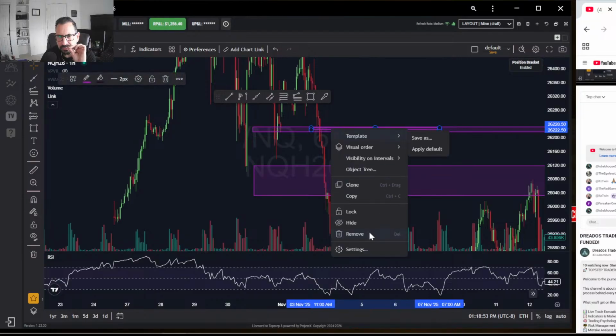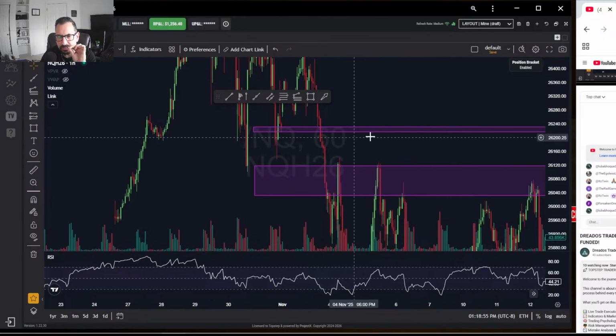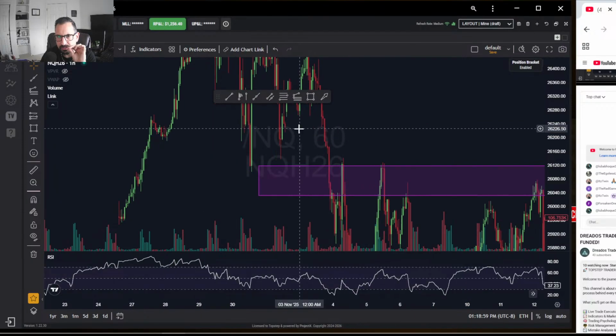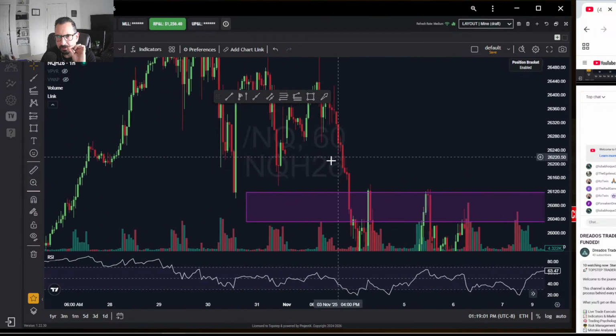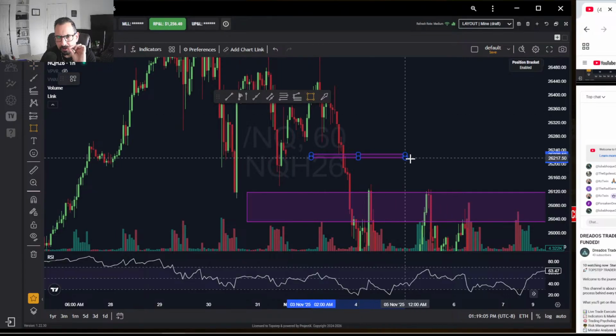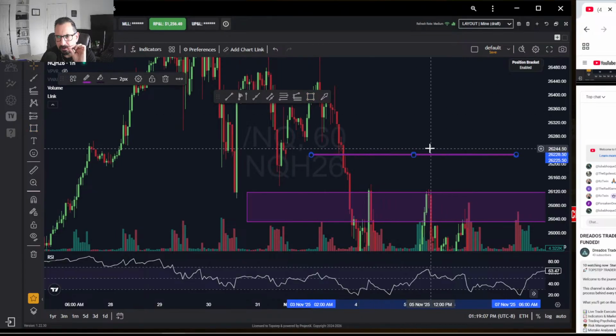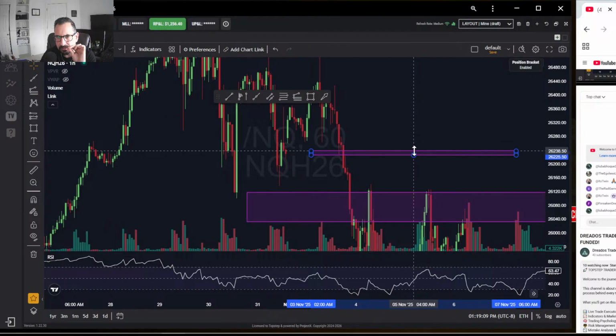We have a really nice displacement candle here. So this is what I like. You see how we have these 3 candles right here. Okay, I like this. I like this.